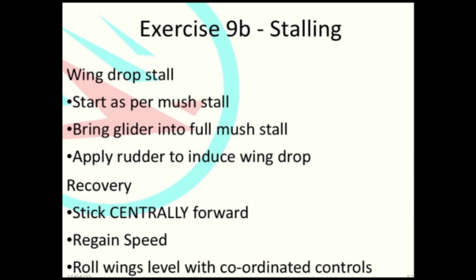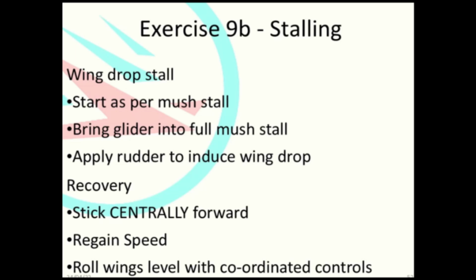So the last exercise is the wing drop stall. The way we demonstrate this is we start by bringing the glider up into a mush stall in exactly the same way as we discussed earlier. Once we're in the full mush stall, when you want the wing to drop, apply the rudder to induce the wing drop. Do not use the ailerons and try and roll it. We are inducing the wing drop by yawing the glider with the rudder.